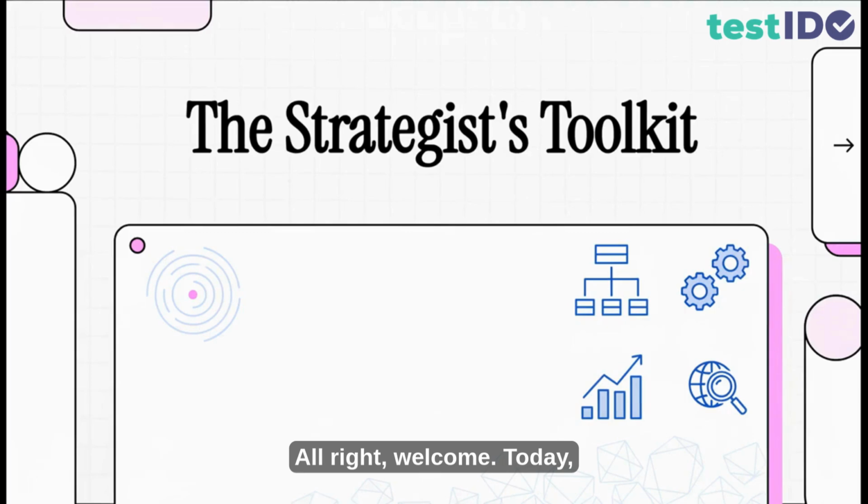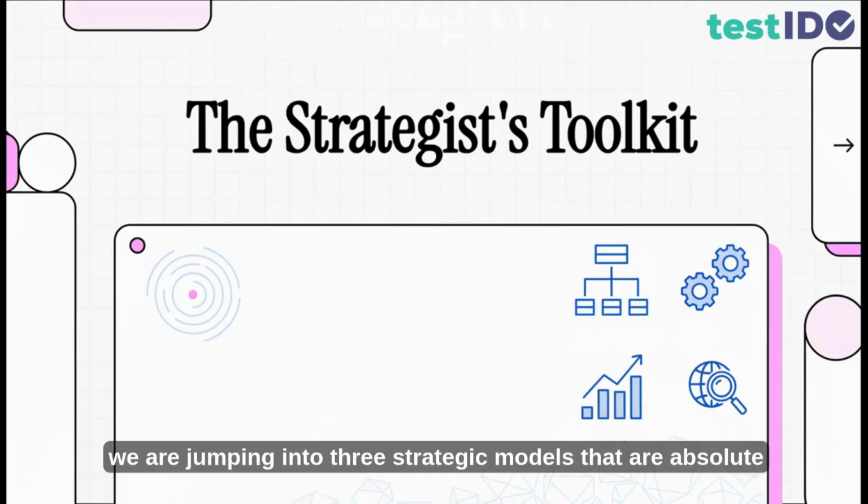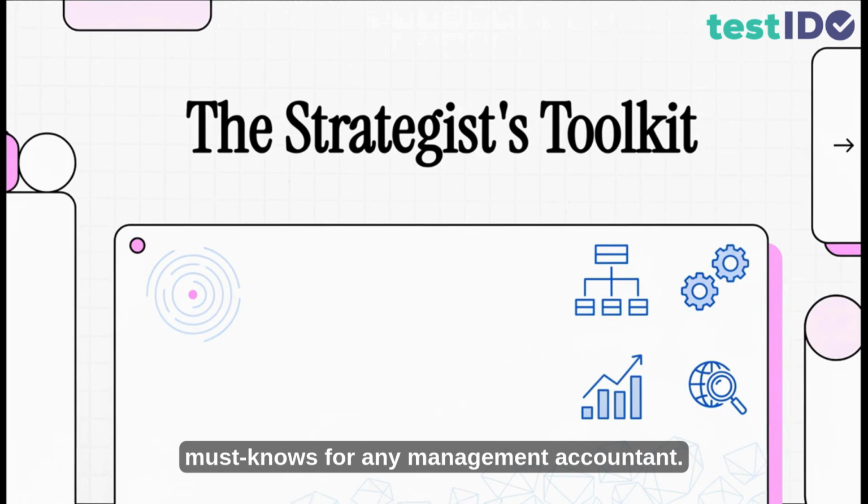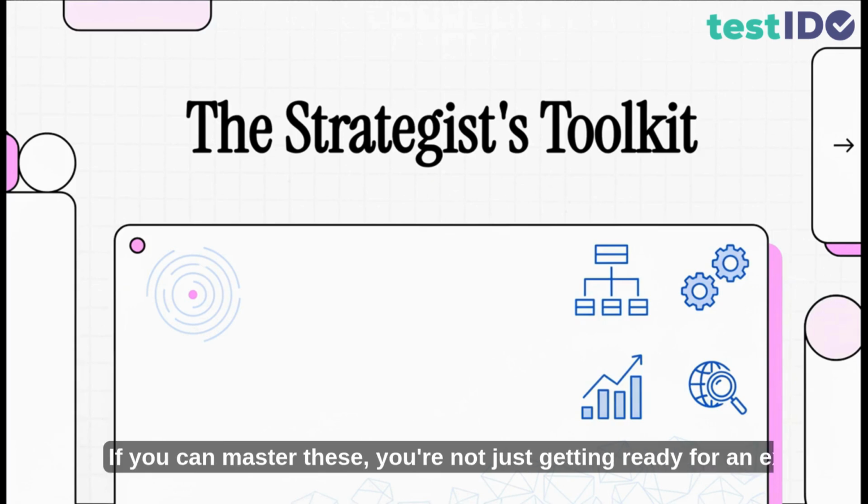All right, welcome. Today we are jumping into 3 strategic models that are absolute must-knows for any management accountant. Think of these as the high-level toolkit executives use to make those really big decisions. If you can master these, you're not just getting ready for an exam, you're getting ready for the boardroom. Okay, let's get into it.